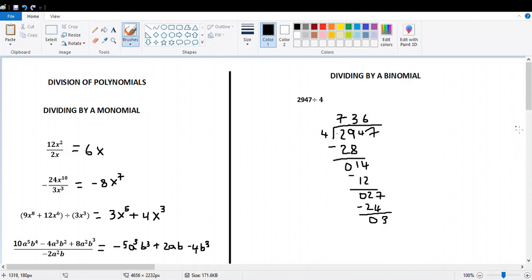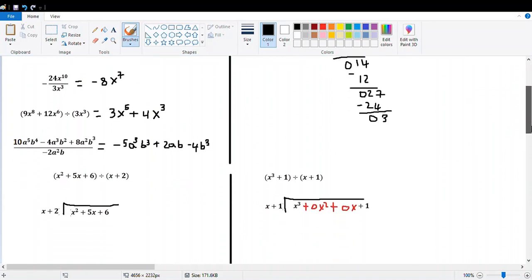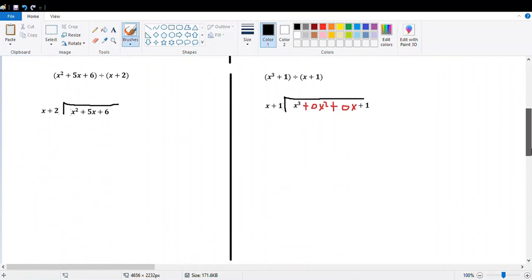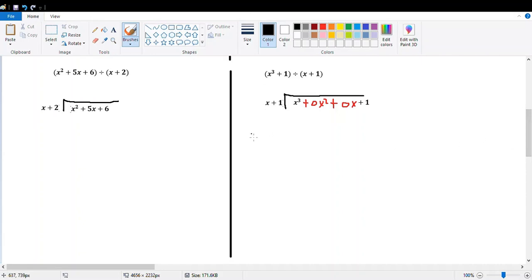Okay, this is the numerical example, but now I'm going to show you the examples with polynomials. Let's analyze the first one, this one. I will write here and remember the 4 steps. Step number 1, divide. Then the first term in the dividend divided by the first term in the divisor. Then x squared divided by x is x. Remember, keep the same base and subtract the exponents.